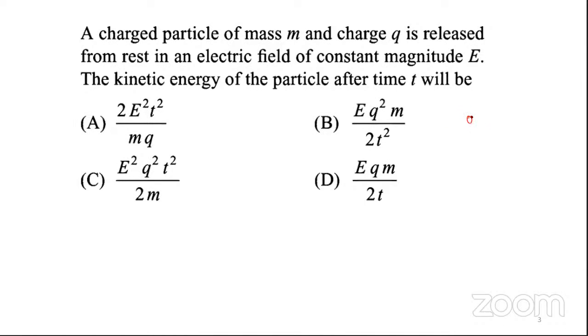See, the question says that there is a charged particle of mass m and charge q, and this is released from rest. That means its initial velocity is zero, in an electric field of constant magnitude, that is E. Now it's asking me the kinetic energy of the particle. So the kinetic energy will be same as the work done by the field on the charge.